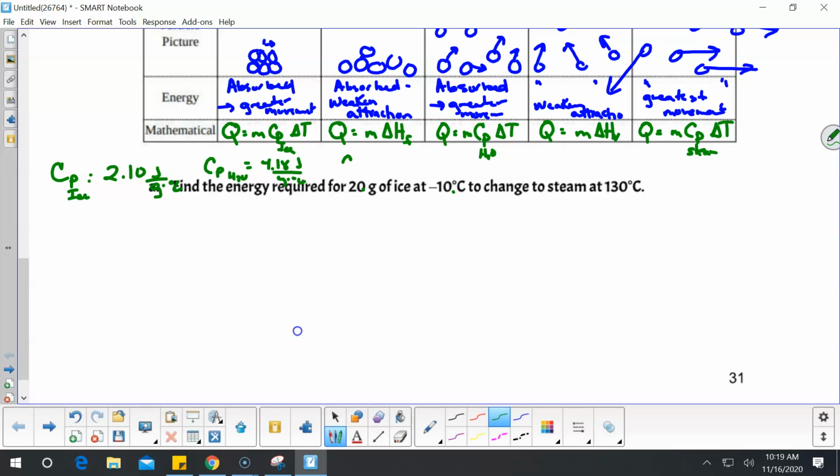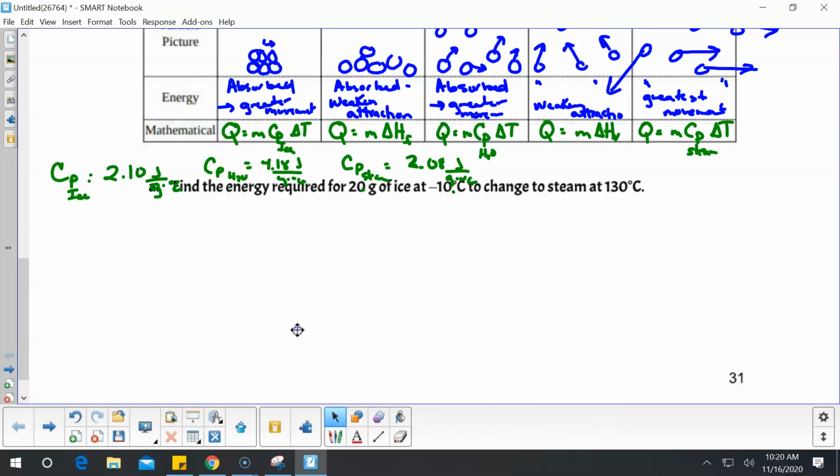And then we need the specific heat for steam. That equals 2.08 joules per gram times degrees Celsius. Okay, and then our heat of fusion and heat of vaporization were given for us in other problems, and we'll just break those up as we do these.